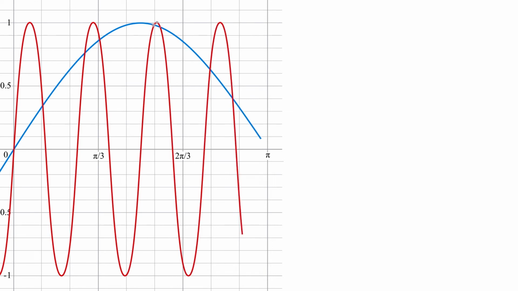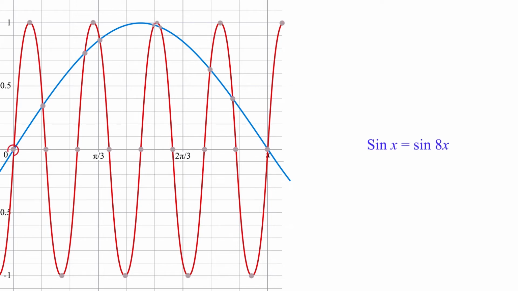The next graph will be the sine of x and the sine of 8x. And the number of intersection points here is 1, 2, 3, 4, 5, 6, 7, 8, 9. And we'll look at a couple more.